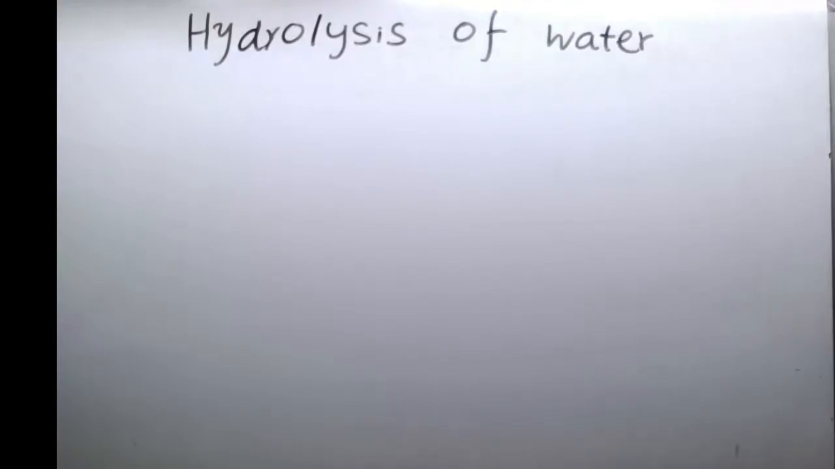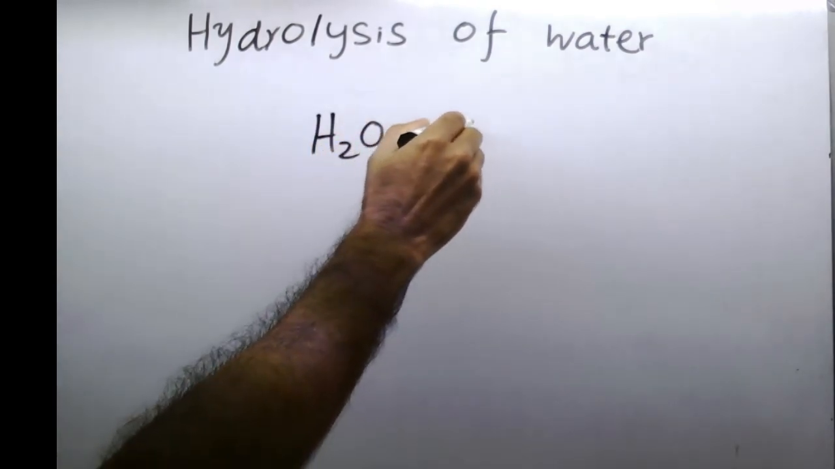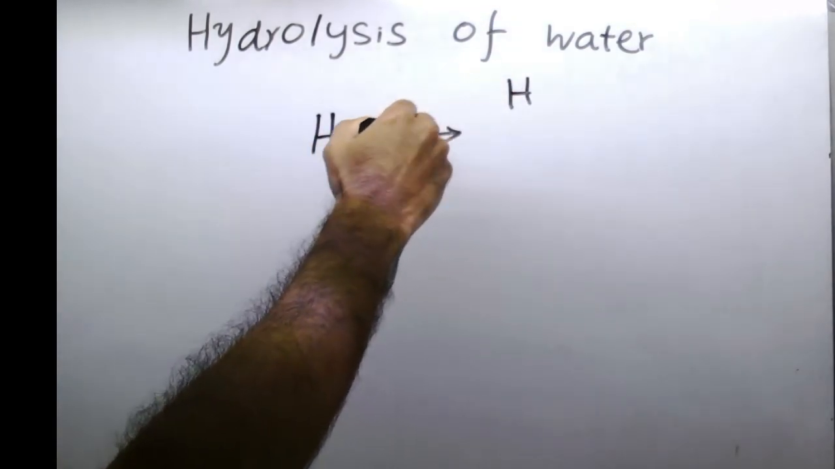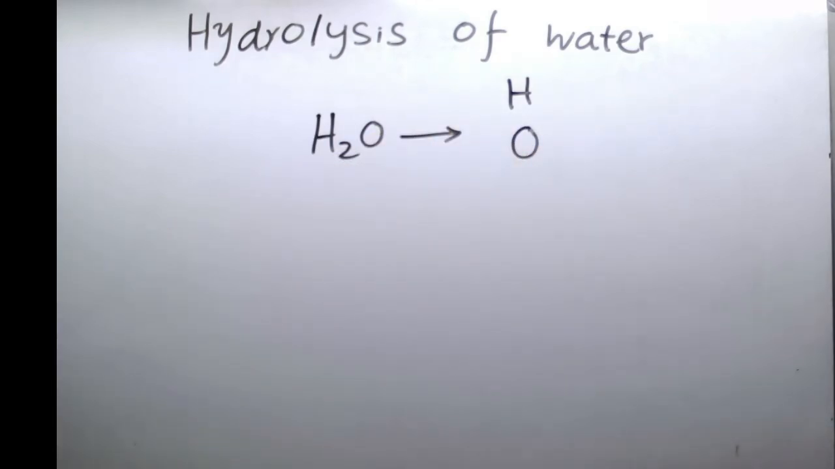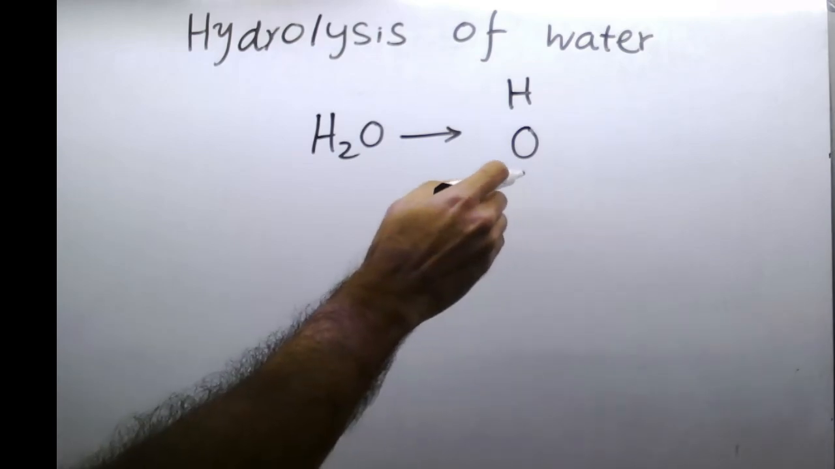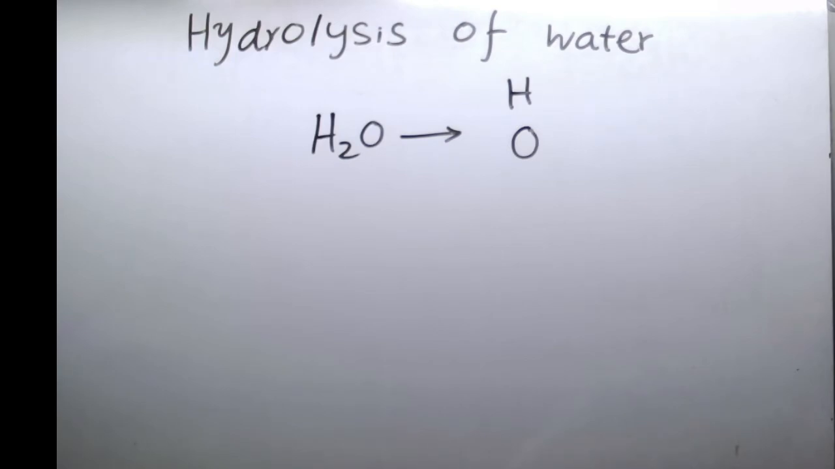In this lesson, I am going to explain about hydrolysis of water. In hydrolysis, what we are going to do is we divide the water molecule into hydrogen and oxygen. But the problem is hydrogen and oxygen in atomic forms are not stable. So we have to find out what kind of products will be released in the case of hydrolysis.